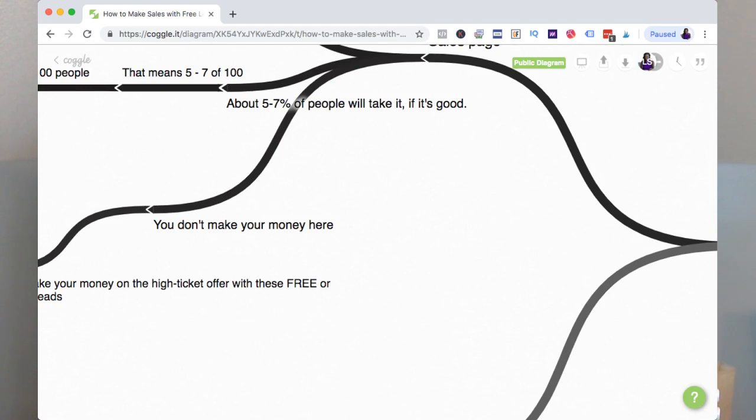Zoom is for live trainings. Like we're on Zoom right now. This is a live training. So if it's an on-demand program, then you're not going to use Zoom because you're not doing a live training.